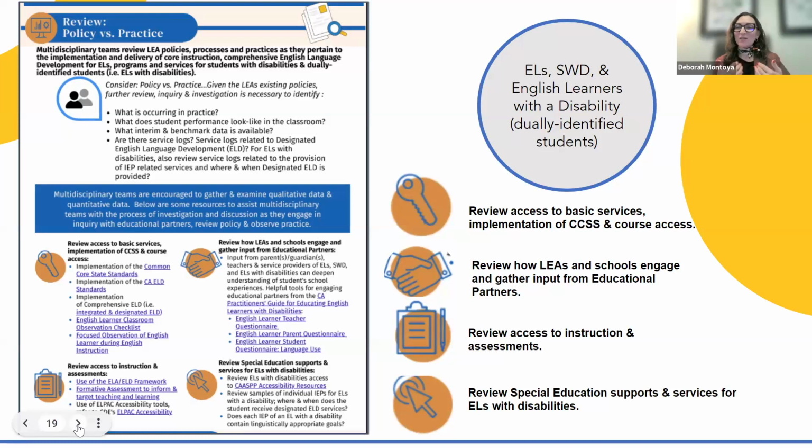Perhaps your next step is reaching out to us as technical support providers in giving you greater insights and support as you delve within this data in regards to supports for dually identified students. Likewise, review of access to instruction. So very important as we think about what is quality instruction for our dually identified students. What are access points? When we think about accommodations, access, and consistency to the implementation of accommodations, designated supports, universal tools. And then lastly, uniquely looking at special education supports and services for our dually identified students.